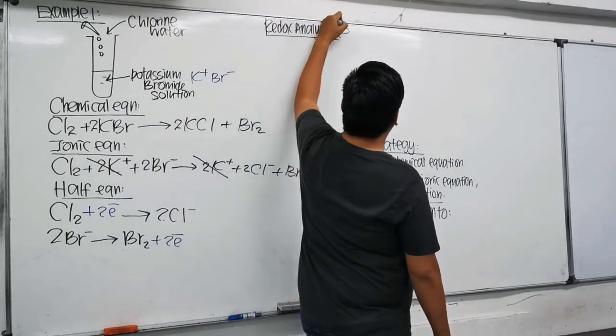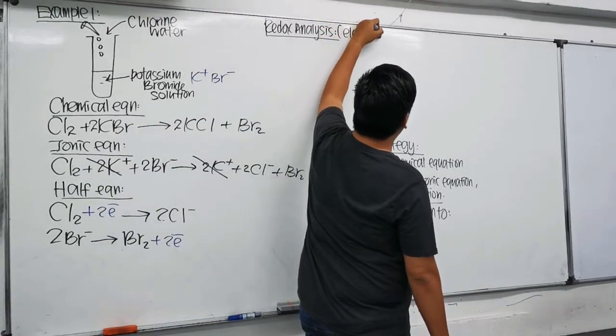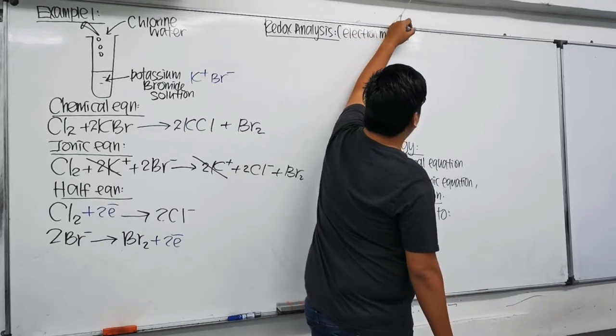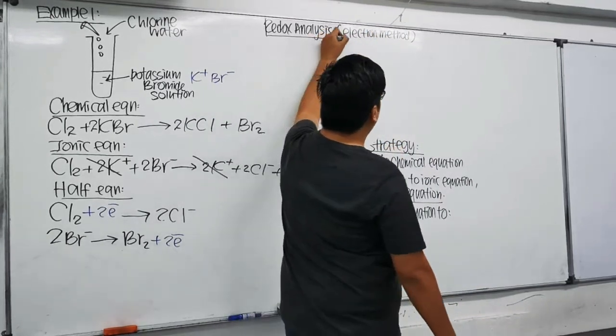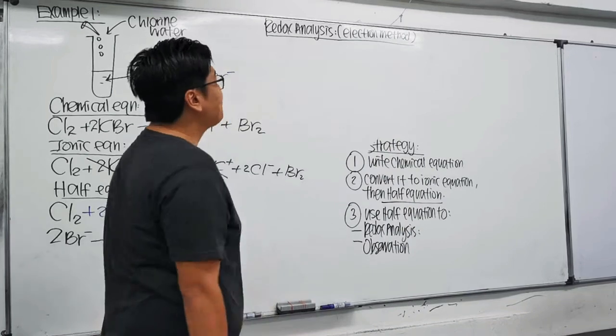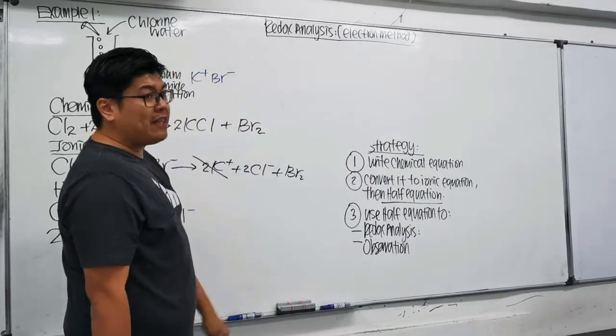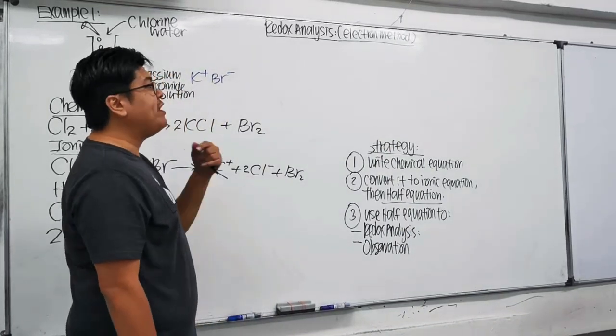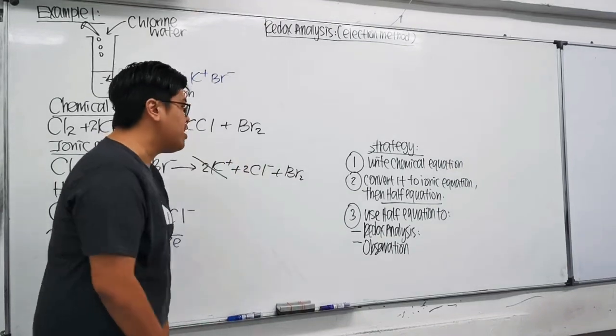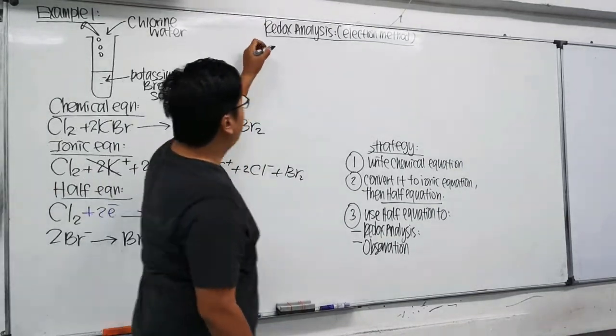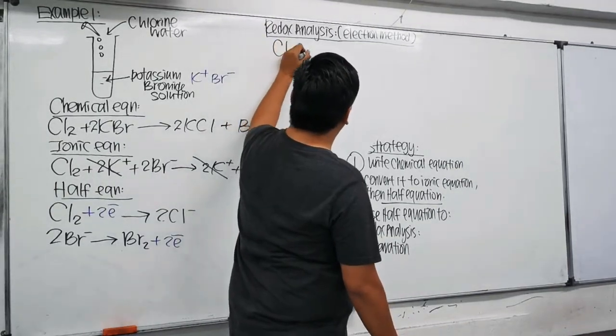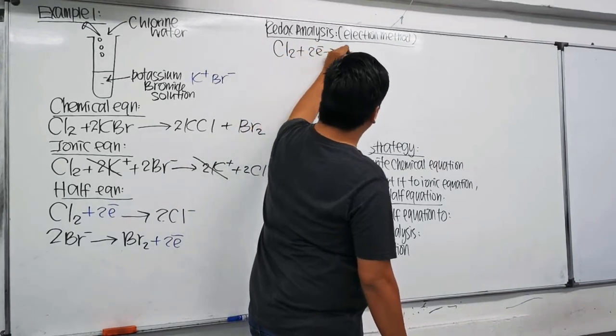Now, let's say we use the electron method for our example number 1. Later on, for example number 2, I use the oxidation number method. Now let's do it together. No matter what method you use, remember who is your best friend to help you? Half equation. Let's copy the half equation. The first half equation is Cl2 plus 2e become 2Cl minus.